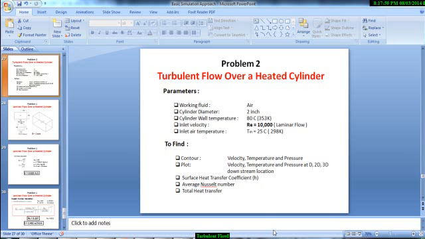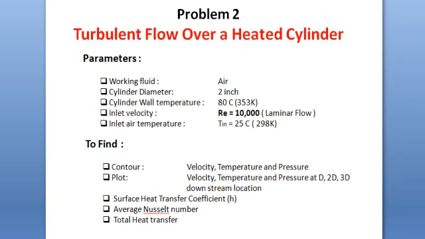So now we will see our second problem. The second problem is turbulent flow over a heated cylinder. In tutorial 4, we saw laminar flow over a heated cylinder, and we had some parameters. Based on that, we modeled our simulation and got some results. We will do the exact same thing, but for turbulent flow.